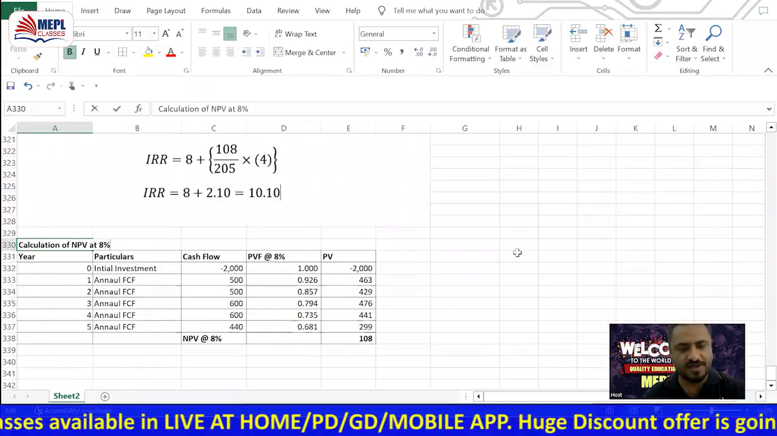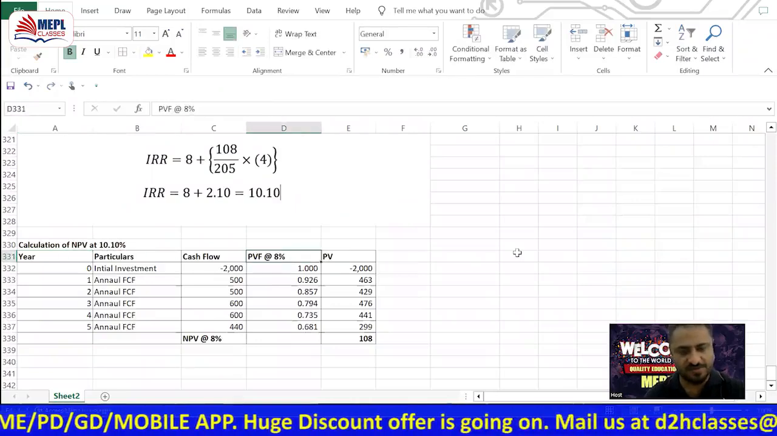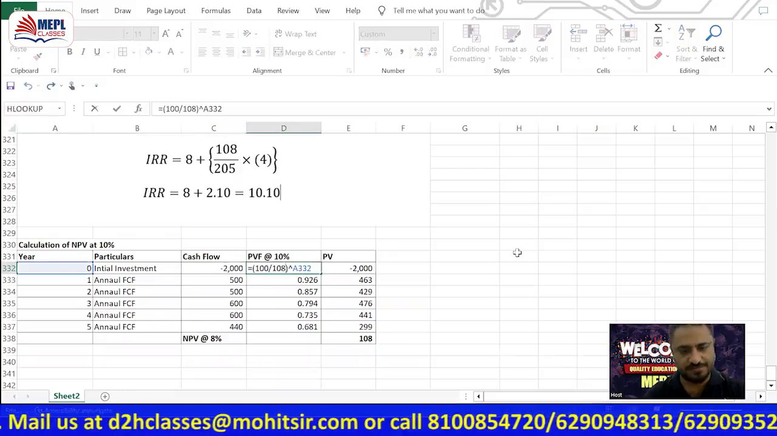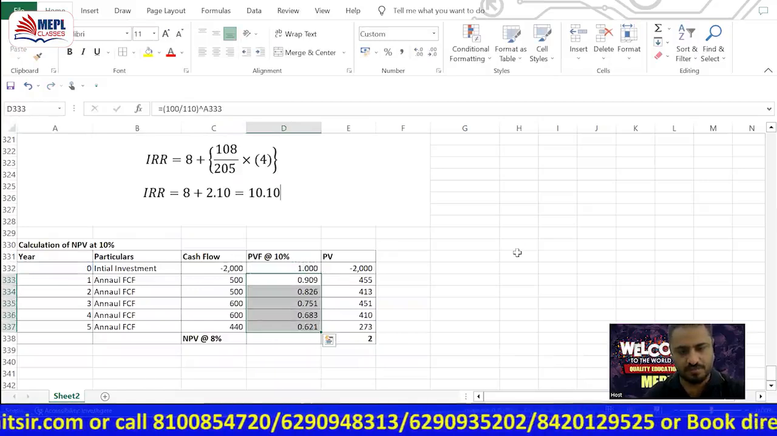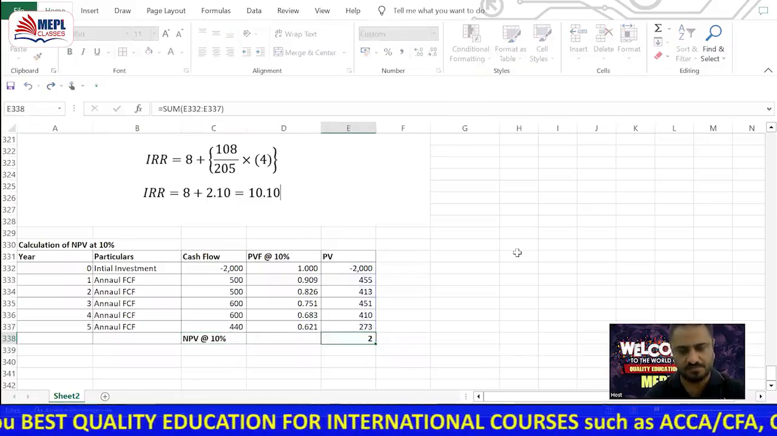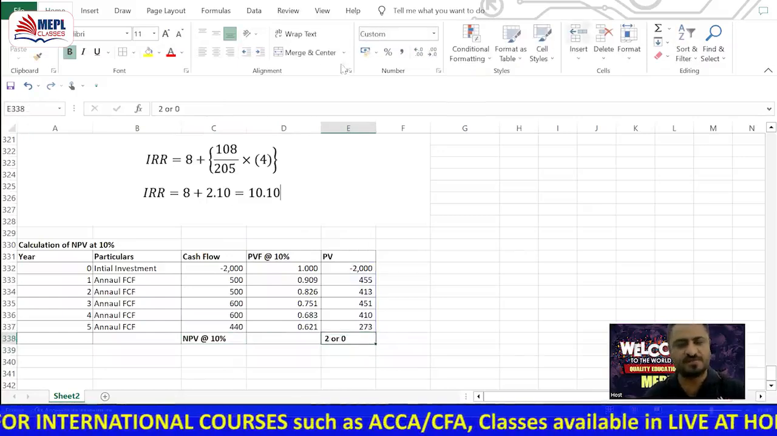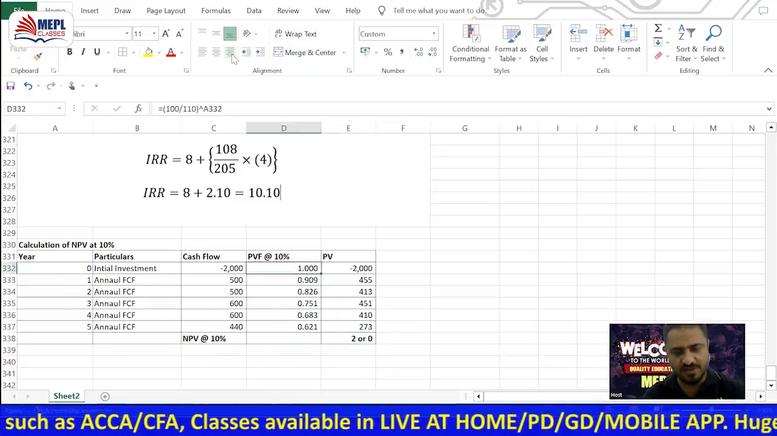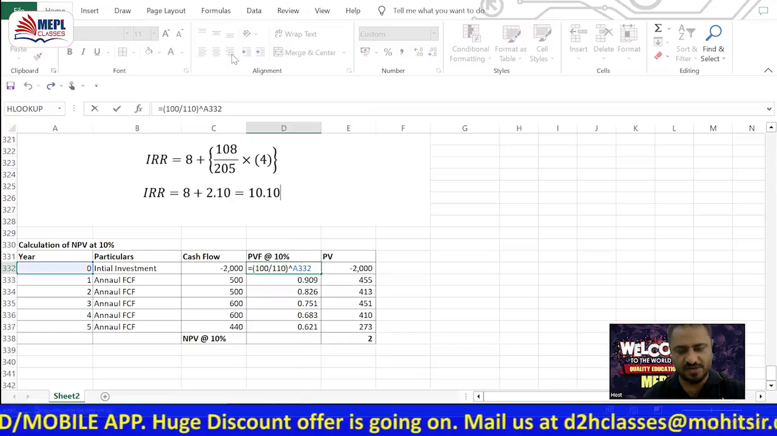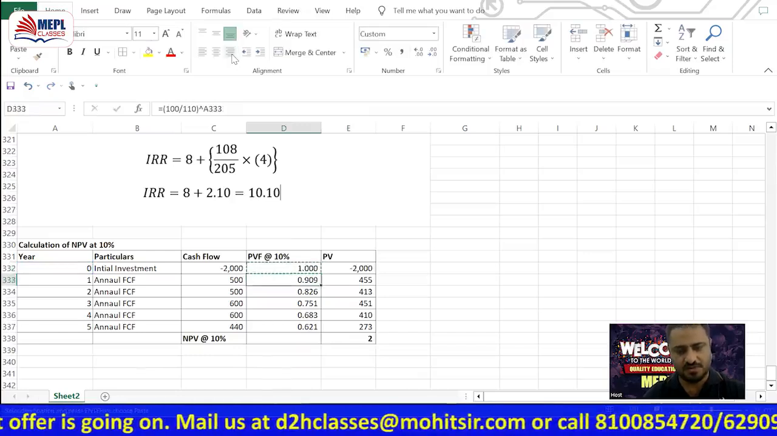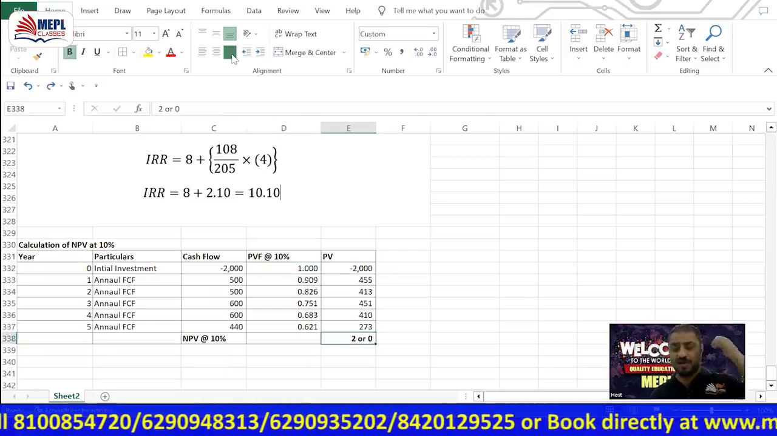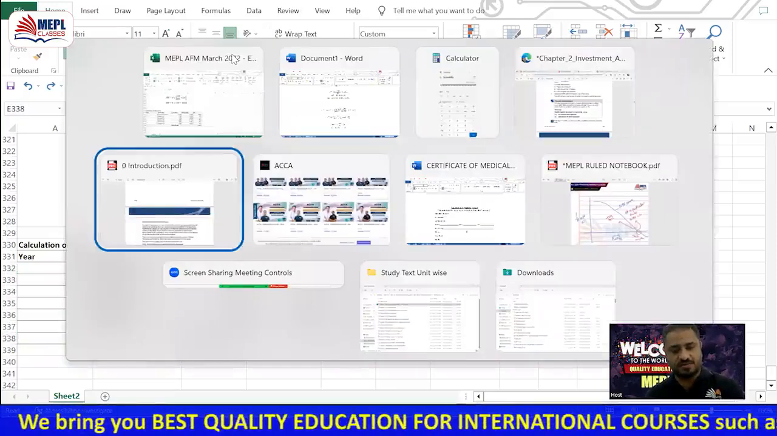So if I calculate the NPV at 10.10 or say simply 10%, what do I get? Slightly near to 0. It is all fine. That small difference is okay. If I do make it at 10.10, I guess I will get exactly 0. Don't try it again, unnecessarily wasting the time serves no purpose. So this is how I get the answer to the question of IRR.